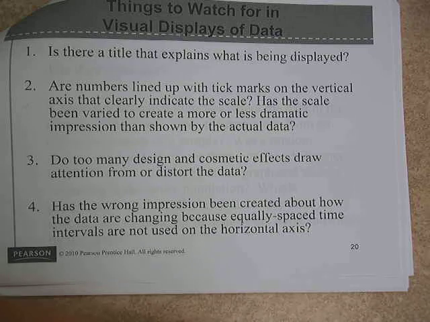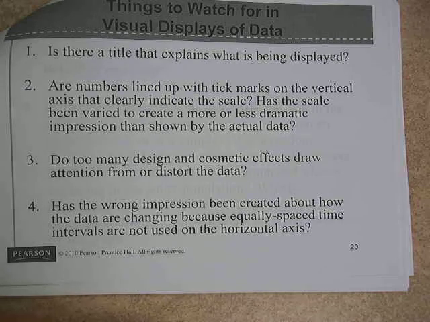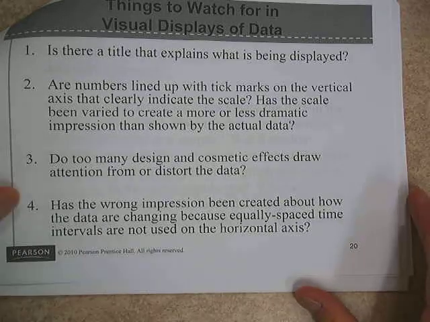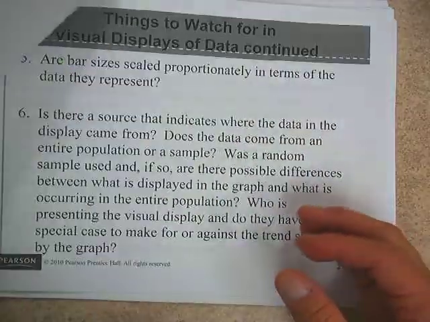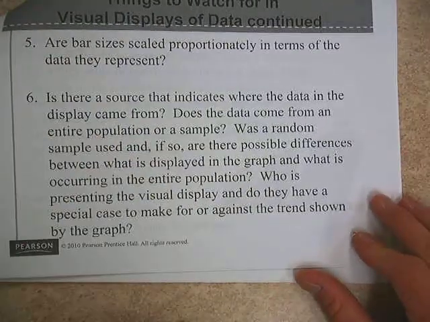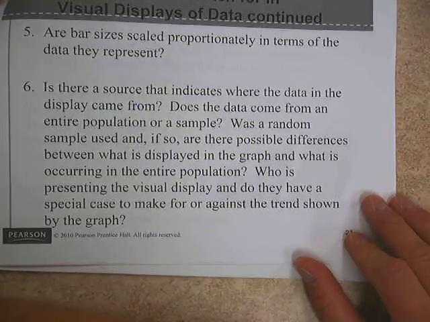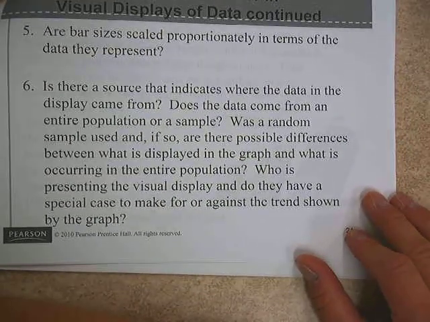There are a couple things here that I want you to take a look at. Things to watch for with visual displays. Is there a title that explains what is being displayed? There should always be. Are the numbers lined up with tick marks on the vertical axis that clearly indicate the scale? Has the scale been varied to create a more or less dramatic impression than shown by the data? Do too many design and cosmetic effects draw attention from or distort the data? Has the wrong impression been created about how the data are changing because equally spaced time intervals are not used on the horizontal axis?